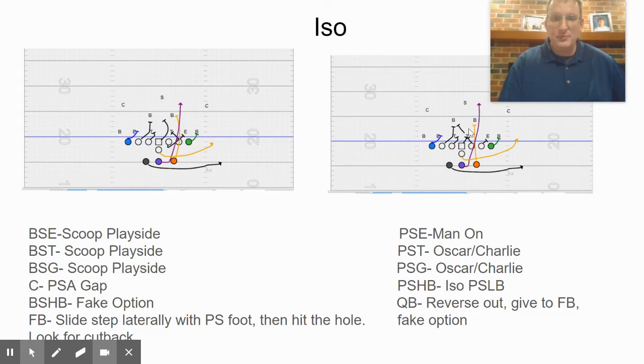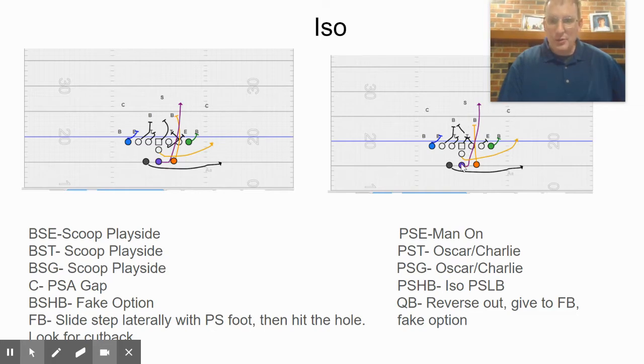We're going to combo to him. The backside halfback's just going to fake option. It helps to show his hands too. That draws some eyes. Fullback's going to reverse out, just hand the ball to fullback, and then get a fake off the edge. We might be able to hold some of these people out here on the play.